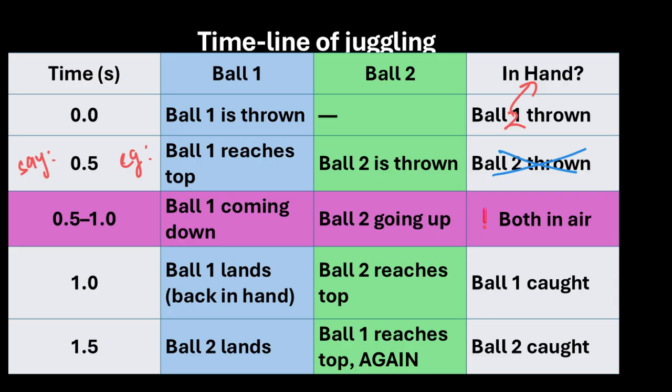Now where is it interesting? During the time duration 0.5 to 1 seconds, ball 1 is coming down and ball 2 is going up, which means both of them are not in the hand. The reason why I wrote ball 2 is thrown here is just to imply that during this time interval, both of these balls are in the air. Now, what happens at time t equal to 1 second? Ball 1 lands back in hand.